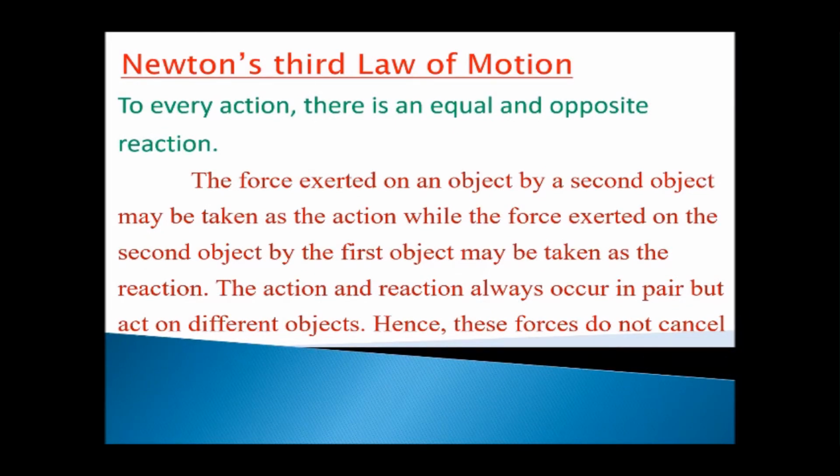Newton's third law of motion states that to every action there is an equal and opposite reaction. The force exerted on an object by a second object may be taken as the action, while the force exerted on the second object by the first object may be taken as the reaction. The action and reaction always occur in pairs, but act on different objects. Hence, these forces do not cancel each other even though they are equal in magnitude and opposite in direction.